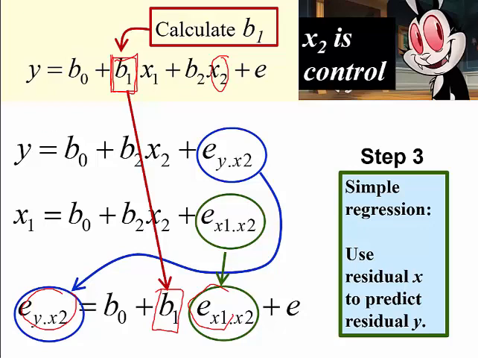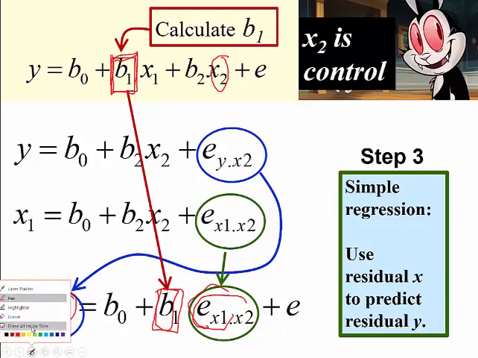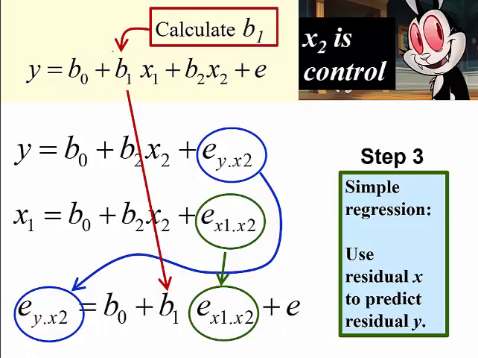And so if you understand that this beta from the simple regression equation, where you use the residual of x to predict the residual of y, is the same thing as the beta you get when you do multiple regression, then you understand what the betas are for multiple regression. You understand, what does this beta 1 mean?